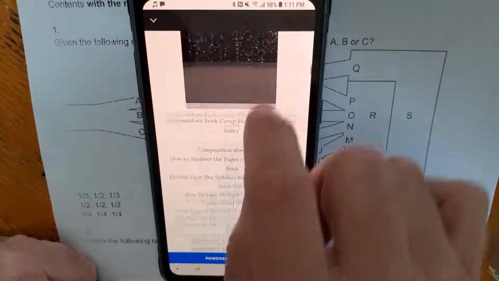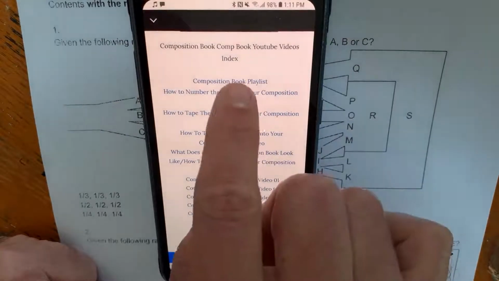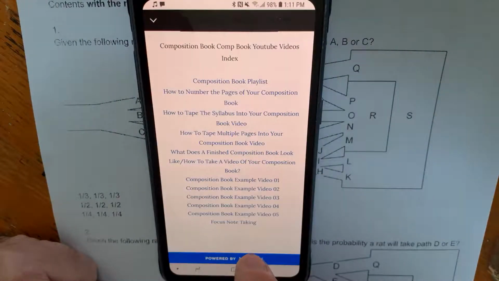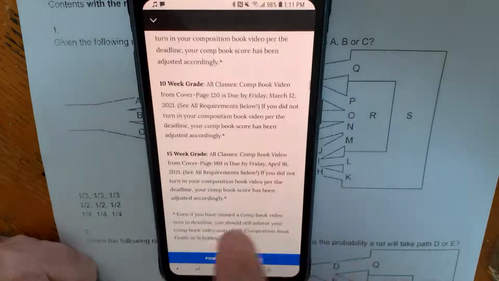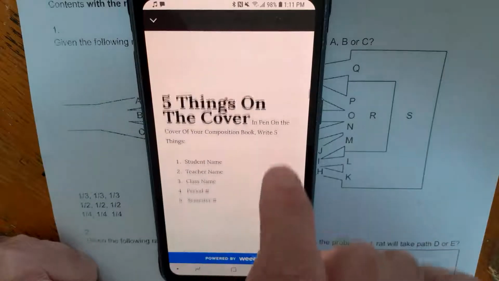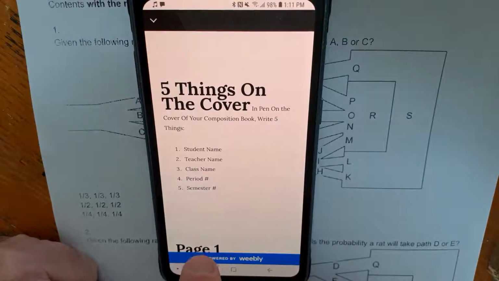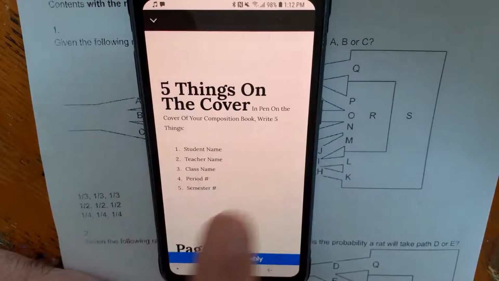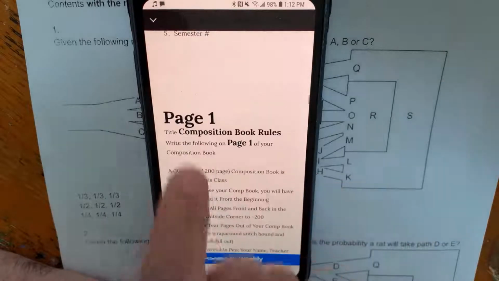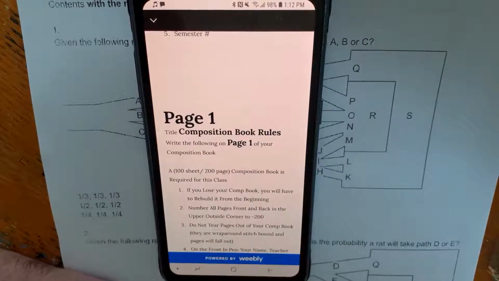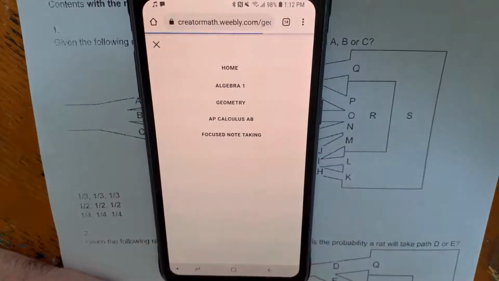Here's a picture of one. Here is a list of videos, including a playlist on YouTube, to watch all about how to put that composition book together and examples of great composition books. Here are all the due dates, including the pages due and the dates due. Look at your particular dates for whenever you're watching this video. And explanations of what goes where. There are 5 things on the cover. Here they are. There are some things that go on page 1. Here it is. And when we get to notes, we're now going to go to the tab on notes.